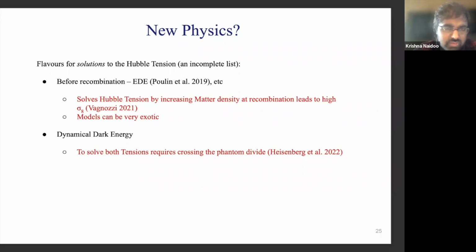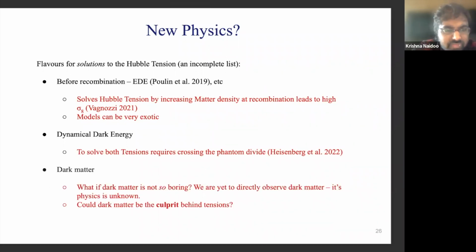Some of these models can be very exotic, and what I mean by this is you're invoking new physics, where even in lambda CDM we have a lot of known unknowns, which I think we should maybe pay more attention to. There are other ways to look at this. Dynamical dark energy is also something which people look at, but it's recently been shown that if you want to solve both the Hubble and sigma 8 tension, you need to cross the phantom divide.